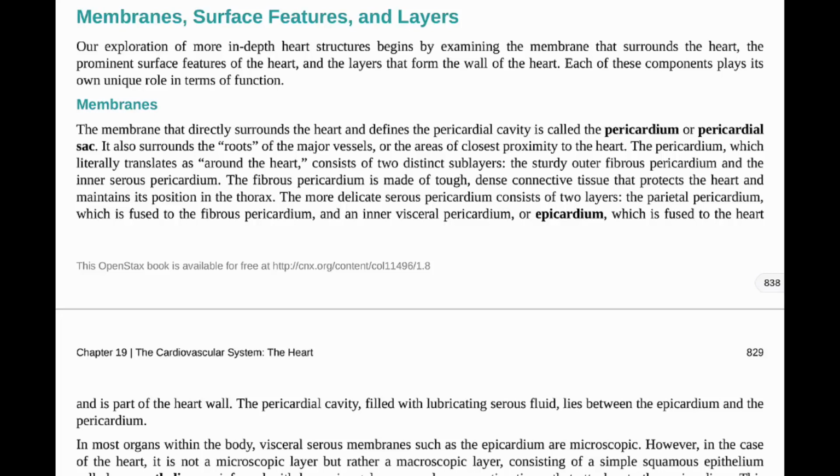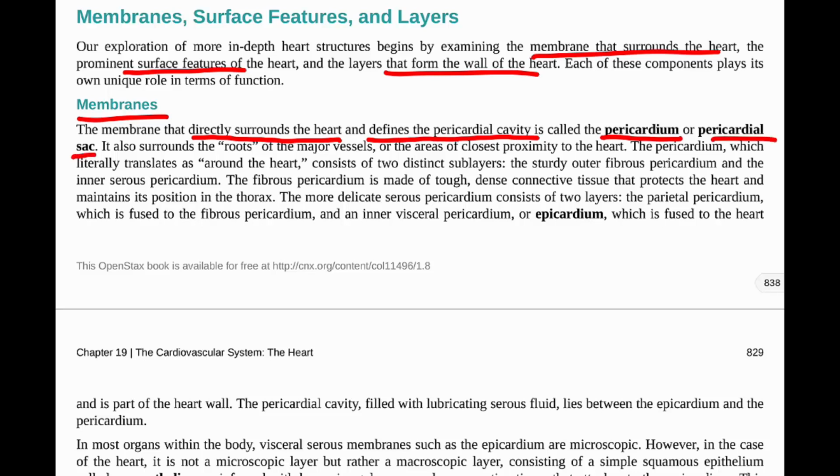All right, so now we're going to take a look at the membrane that surrounds the heart, and then the prominent features of the heart, and then the layers of the heart. So let's first take a look at the membrane. So the membrane that directly surrounds the heart and defines the pericardial cavity is called the pericardium, or the pericardial sac. So we already mentioned that peri meaning around, and then cardium for heart, so around the heart. It also surrounds the roots of the major vessels, so where they're attached to the heart.